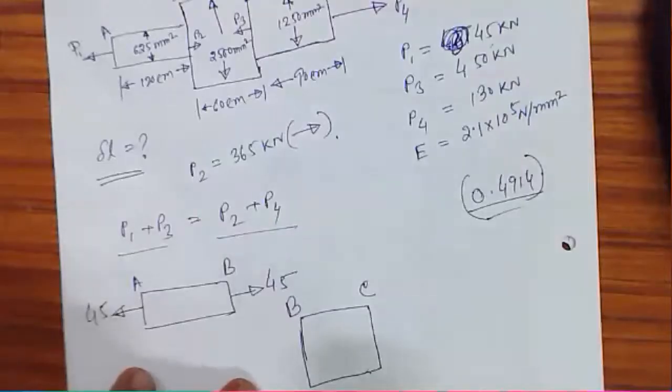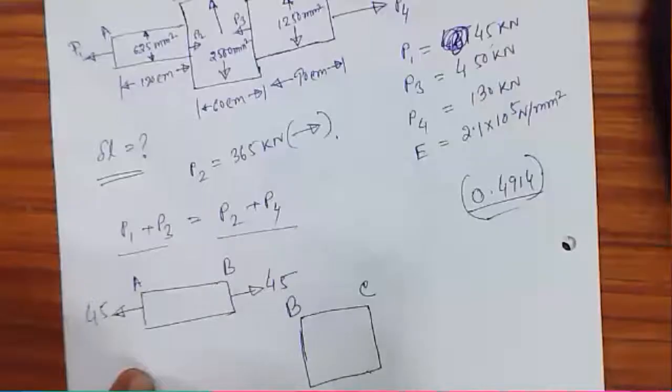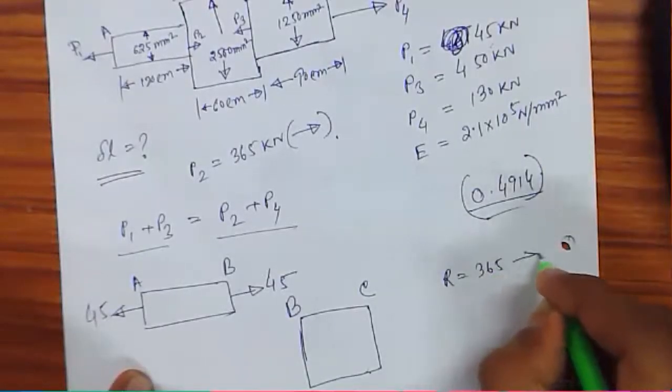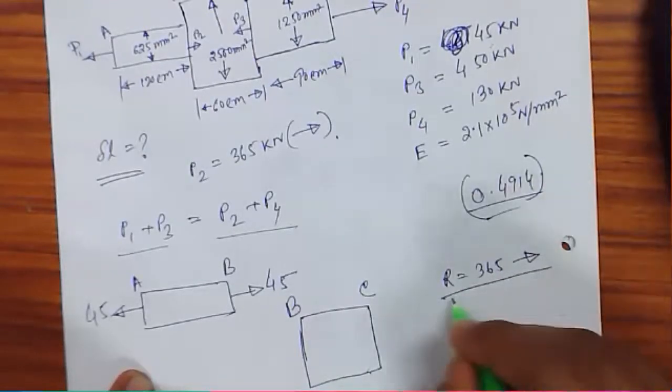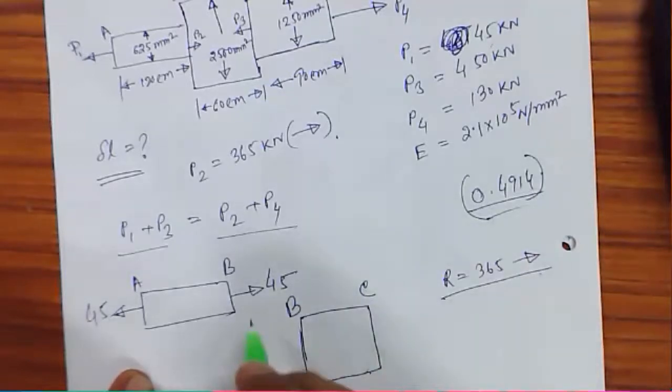For BC, will it be under compressive force or tensile force? Compressive. Yes, sir, compressive force. You cannot assume 320 kilonewton on both sides at the very beginning; you have to find it out. So the resultant is P2, the resultant is 365 kilonewton rightward.